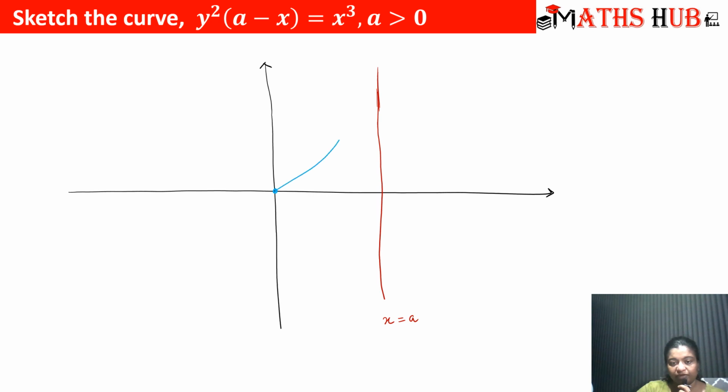The shape of a cusp is like this, and it is symmetric about the x-axis, right? So it will go like this. So this is how a cissoid looks, right?